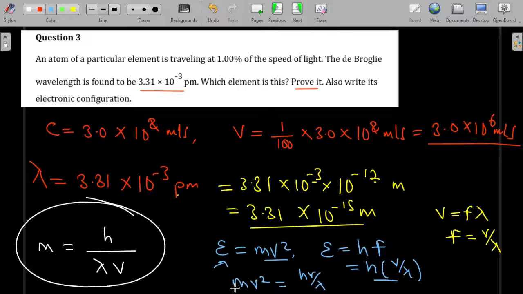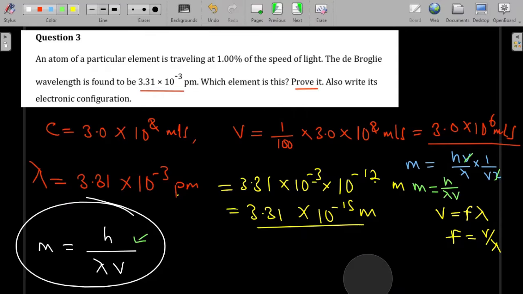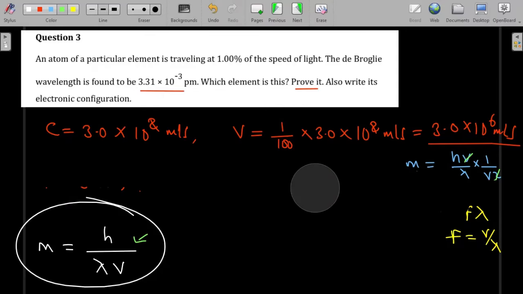Now I just want to make m the subject of the formula. So I'll divide both sides by v squared. Dividing this whole thing by v squared is the same as multiplying by 1 over v squared. From there, we see that one of these v's cancels. So m is equal to h over lambda v, which is this formula. So we know where the formula is coming from. Let's plug in the values to find the mass. I've kept those values.